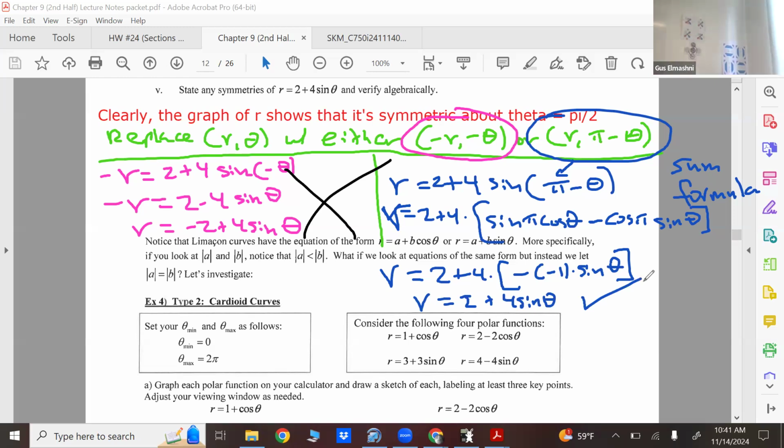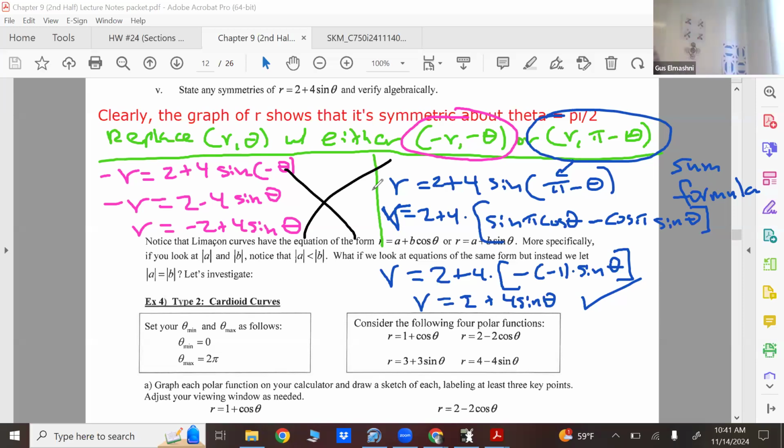Just the calculations are even. Sine pi is 0. I know we did a lot. Yes, go ahead. Just because we do all that and then we come out with the same equation, that's how we know it's symmetric about theta equals pi over 2. Yes. Okay.